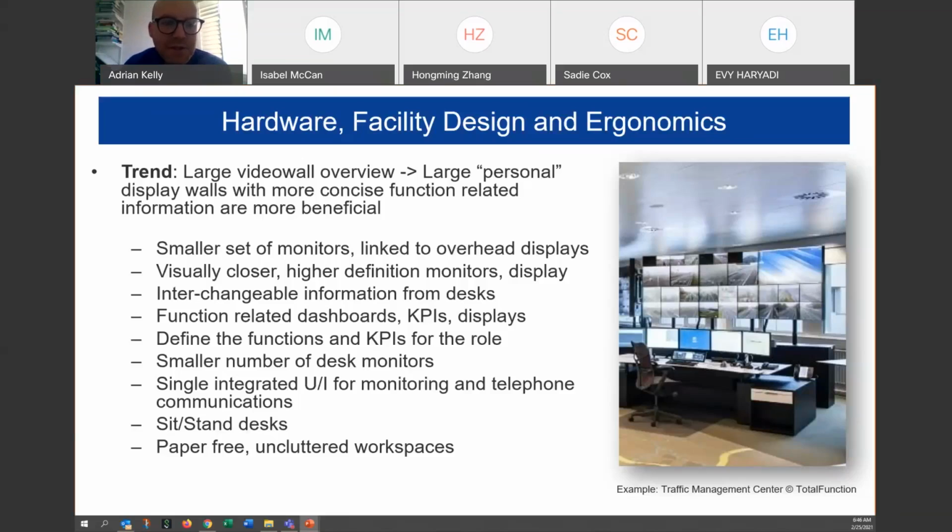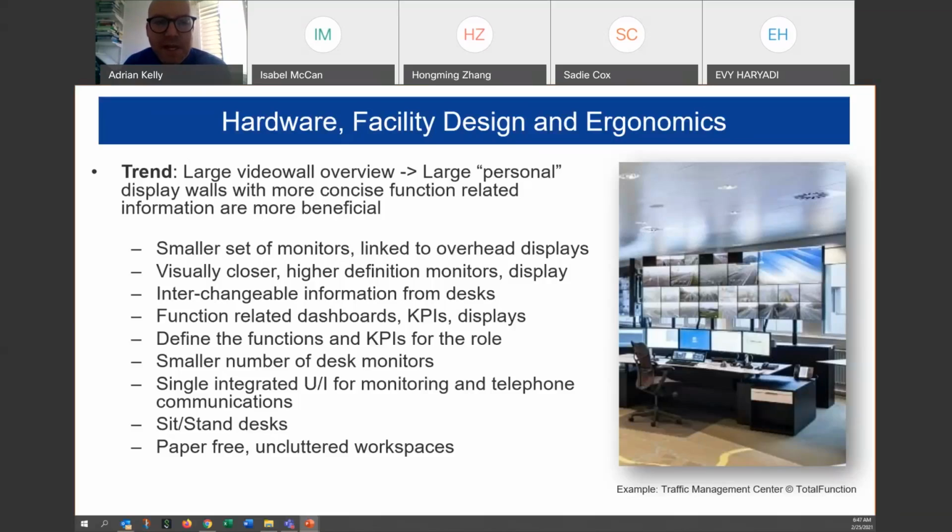Visually closer, interchangeable information. So you can move corporate information, application information, and control center information onto this. You can create dashboards, define KPIs, and then there's a single integrated interface. So there's only one keyboard, one interface that connects with all of the screens on your desk. You don't have 4 or 5 keyboards controlling different screens. Everything is integrated into a seamless application. Paper-free, uncluttered, sit-stand desks, and integrated telephone communications also in one application, so you don't have multiple phones.